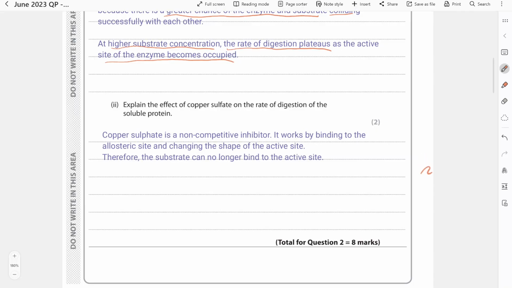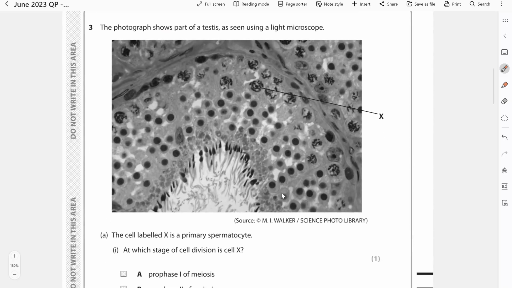All right, so this is what I've included. Copper sulfate is a non-competitive inhibitor. That's the first mark. How does it work? It binds to the allosteric site and changes the shape of the active site. And then the third mark is therefore the substrate can no longer bind. All right, let's move on to question 3.